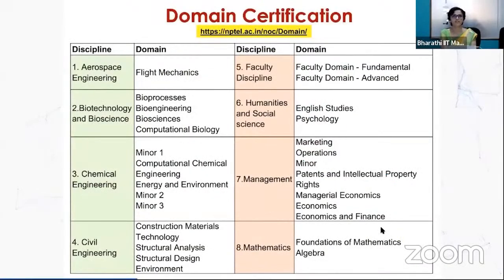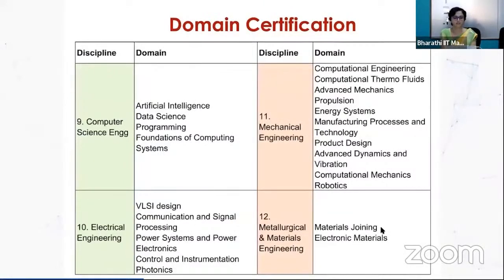Yeah, so these are some of the domains we have. So for you, it might be relevant. The English studies, we have a domain. Psychology, we have a domain. Management, we have it in marketing, operations, patents and intellectual property in economics. And of course, engineering and all, we have a couple of domains. So if you're a general student, not an engineering student, I would recommend the programming domain for you. If you want to try out something, do the programming domain or do the management domain. That will be really useful for you.